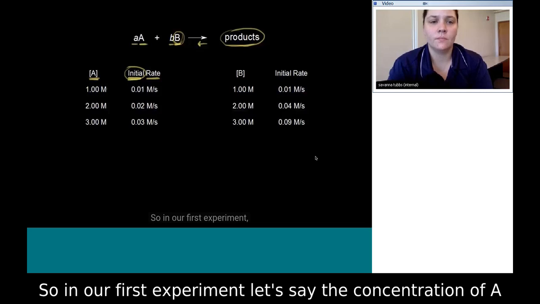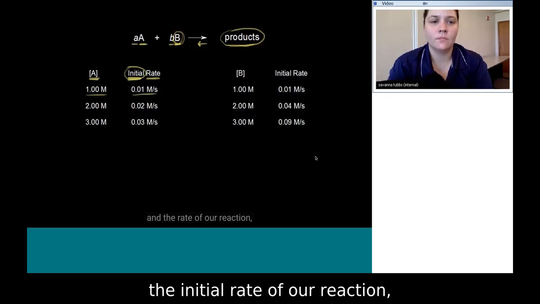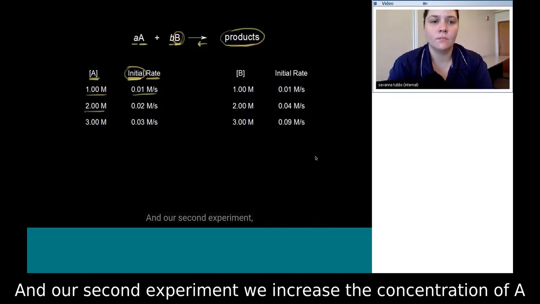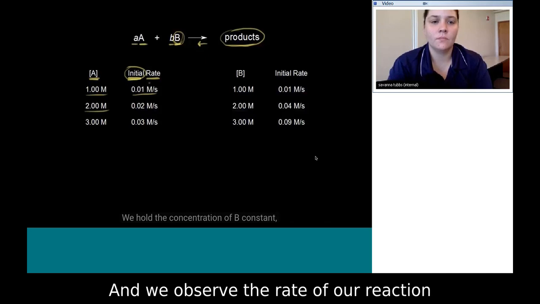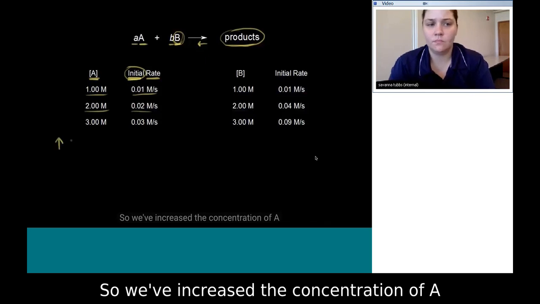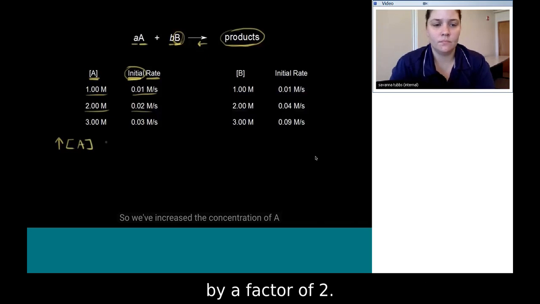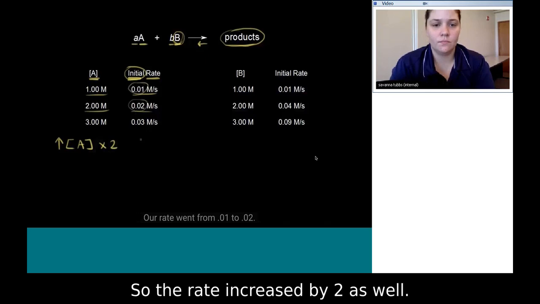So in our first experiment, let's say the concentration of A is 1 molar, and the initial rate of our reaction is 0.01 molar per second. And in our second experiment, we increase the concentration of A to 2 molar. We hold the concentration of B constant, and we observe the rate of our reaction to increase to 0.02 molar per second. So we've increased the concentration of A by a factor of 2. And what happened to our rate? Our rate went from 0.01 to 0.02. So the rate increased by 2 as well.